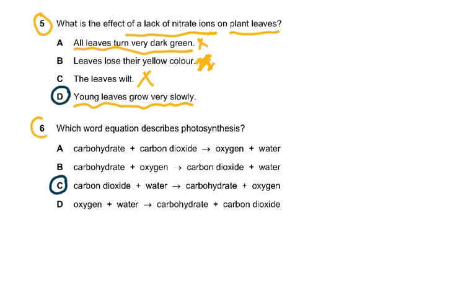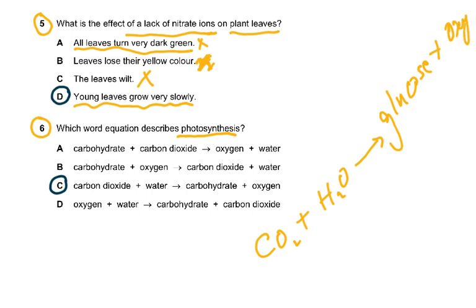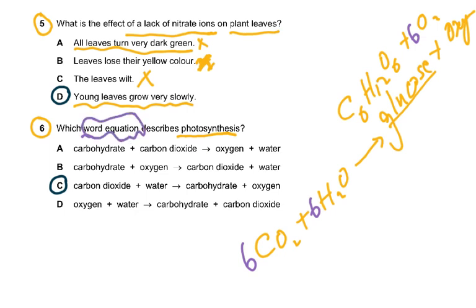Then coming to question number 6. Which word equation describes photosynthesis? Now that's very basic, and as everybody knows, it is CO2 from the air plus water from the soil gives you glucose, and it gives you oxygen as well. And for this glucose, of course, you write the chemical equation C6H12O6 plus O2, and of course you balance it out by writing 6 here, 6 here, and 6 here. So they've given you a word equation. They could also give you a chemical equation. So please be ready for that as well.